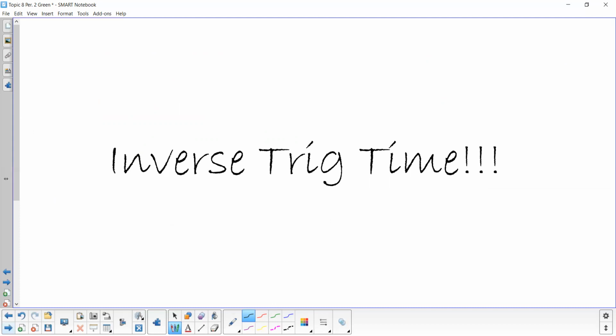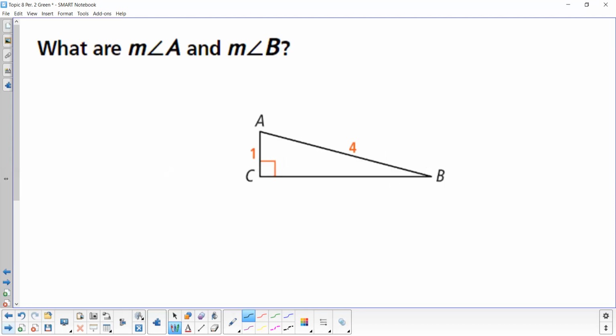Just means instead of solving for the sides, we're going to use trig to solve for the angles. Okay, so find the measure of angle A and angle B.